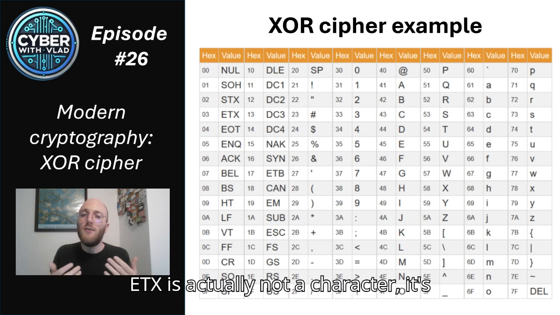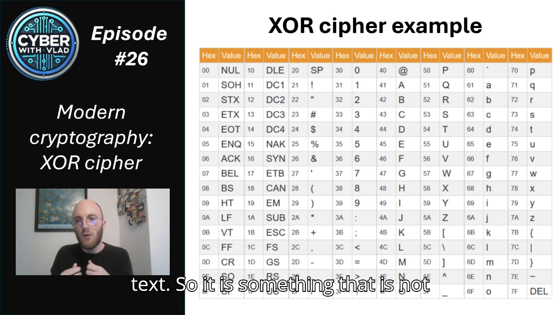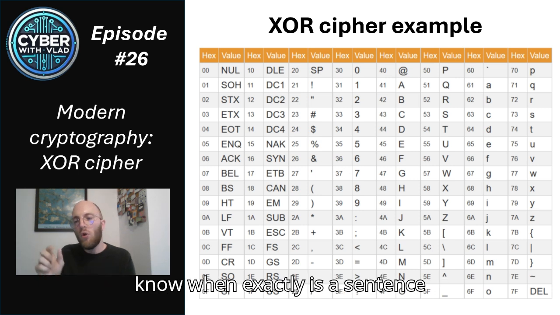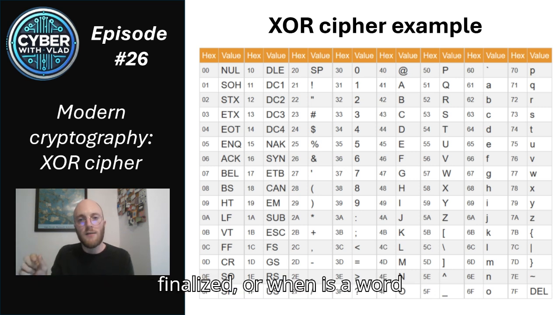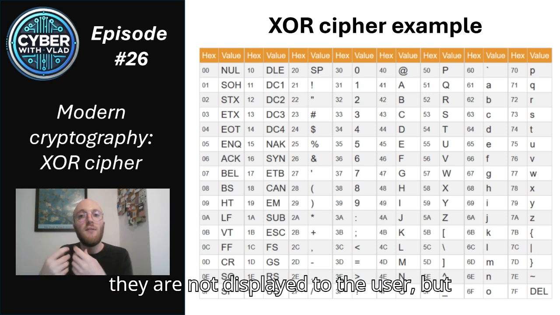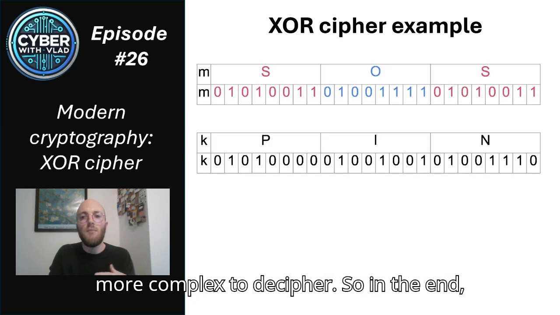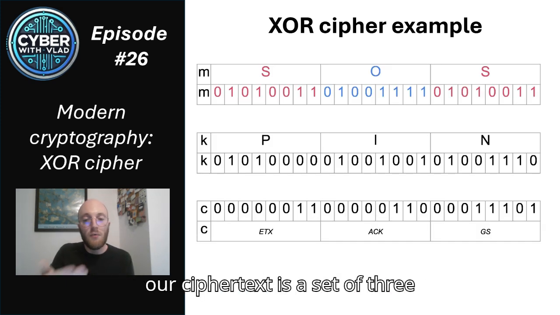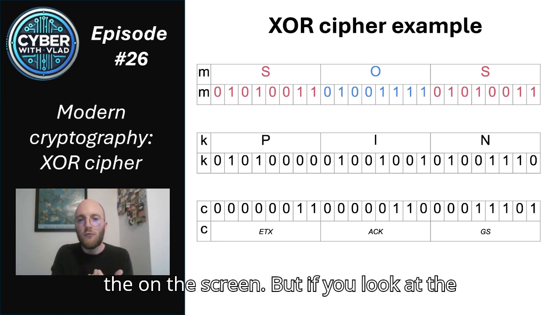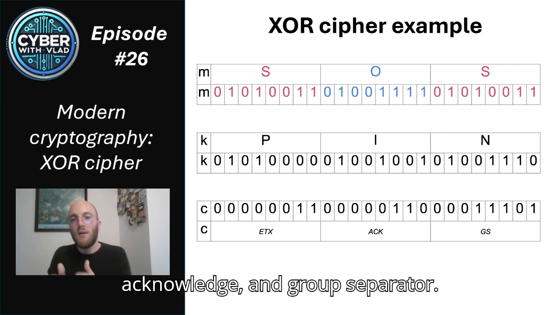ETX is actually not a character, it's something that represents the end of text. It is not shown to the user, but it's used by the processor and by the software to know when exactly a sentence or a word is finalized. So some of those elements are not displayed to the user, but they still exist within the ASCII table, which, as you can imagine, makes it even more complex to decipher. In the end, our ciphertext is a set of three characters which will not be printed on a screen, but if you look at the bitcode, you will get end of text, acknowledge, and group separator.